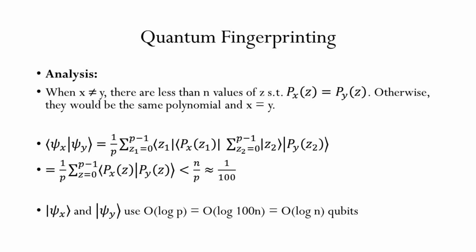The last thing to argue in this analysis is that the fingerprints use log n qubits. Since both registers represent integers in the range from 0 to p minus 1, they each use log p qubits. But since p is approximately 100n, that is also O(log n) qubits.